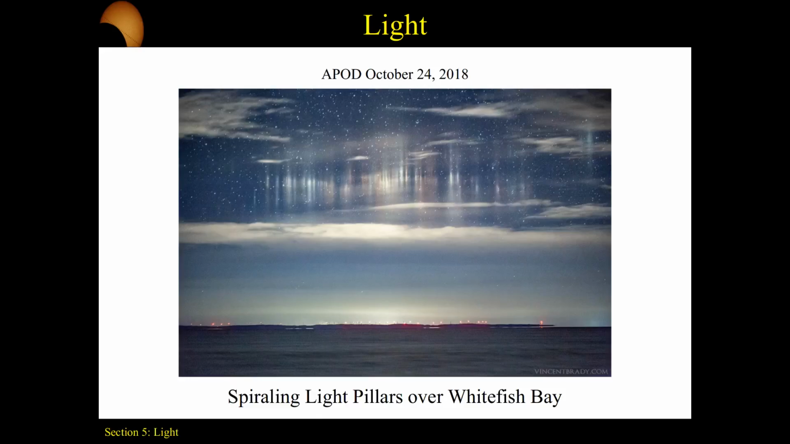Hello again and welcome to Section 5, where we will be discussing the properties and behaviors of light. Before we dive into that, let's discuss this really amazing picture here where we're seeing vertical light pillars. Now what's happening here? This is light getting passed through crystals in the atmosphere, little snowflakes as they fall down, and they're deflecting the light, creating these beautiful columns.